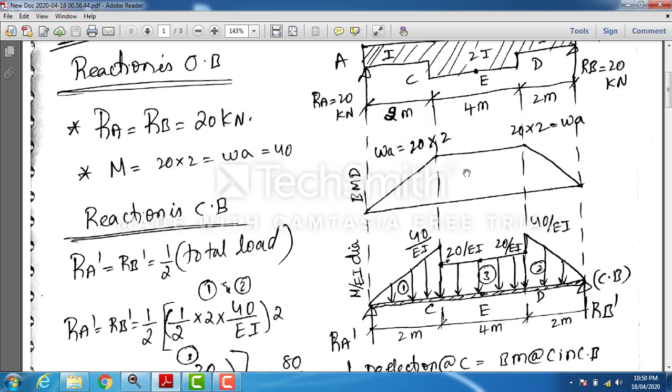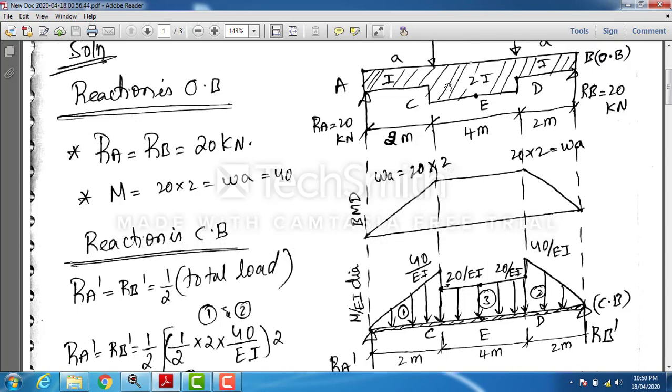Now let us convert this into an M by EI diagram, where we consider the cross section of the beam. Up to C, the cross section is I, so the value remains the same: 40 by EI. Similarly, up to D, the cross section remains the same, so it is again 40 by EI. Or simply, wherever the cross section changes, at that point you divide the bending moment value by the I value once and the 2I value once. If you divide this by I, you get 40 by EI. If you divide by 2I, 40 by 2 gives 20 by EI.